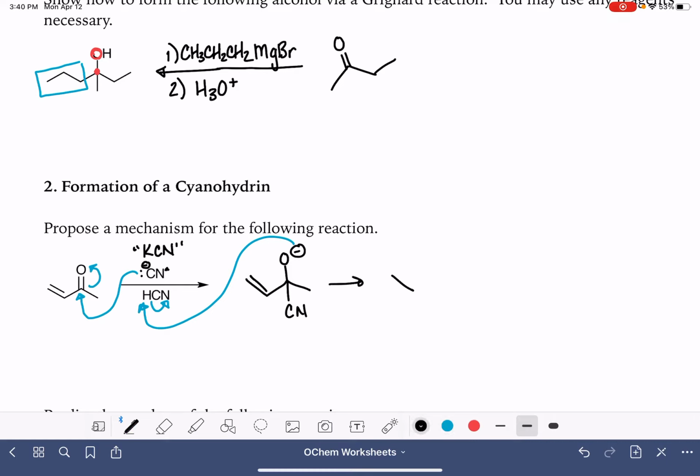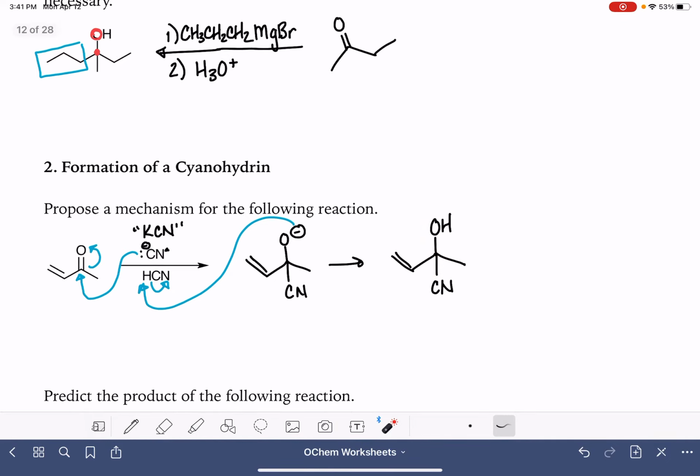And that will give us this molecule right here, which is called a cyanohydrin, a molecule that has a cyanide and an OH group on the same carbon.